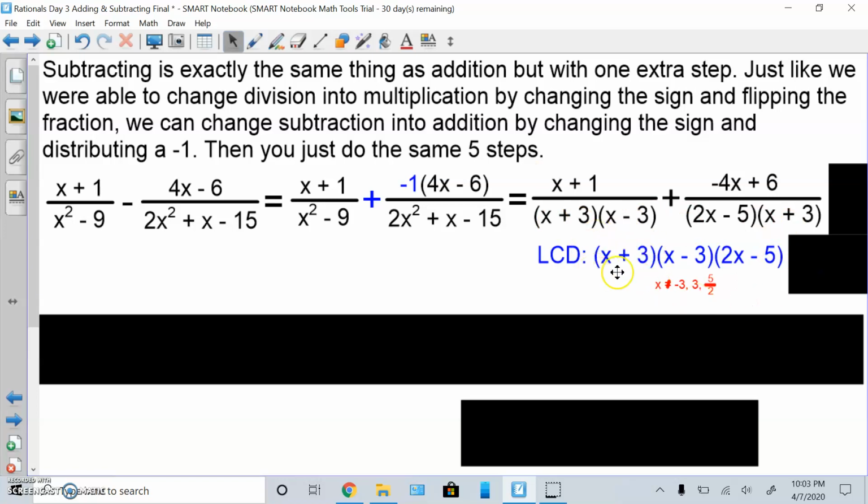Find our restrictions. Set this equal to 0. Well, it can't be 0, because that's a bad answer; it's undefined if the bottom of a fraction is 0. You subtract 3, you get -3. You say x minus 3 cannot equal 0, you add 3, you get positive 3. To solve 2x minus 5 equals 0, you have to add 5 first, then divide by 2.